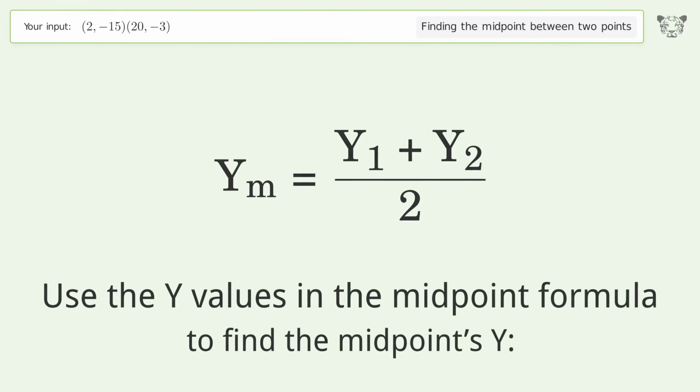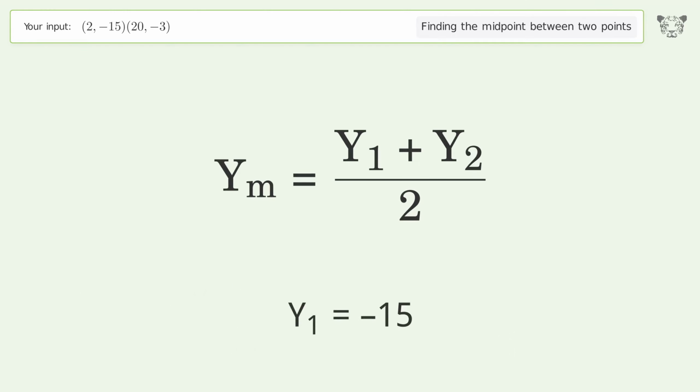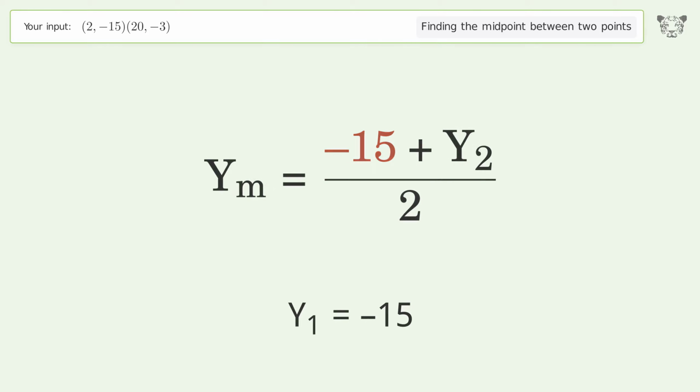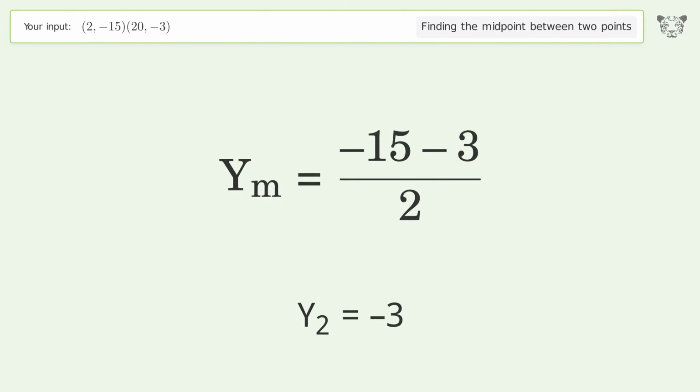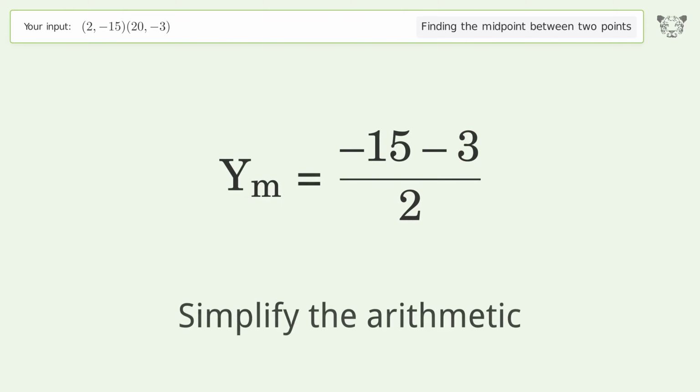Use the y values in the midpoint formula to find the midpoint's y. y1 equals -15. y2 equals -3. Simplify the arithmetic.